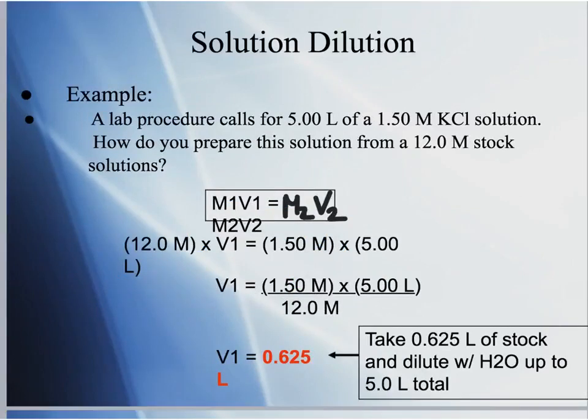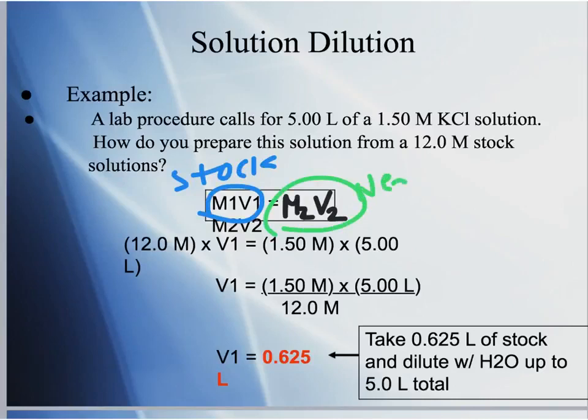It says a lab procedure calls for 5 liters of a 1.5 molarity KCl solution. How do you prepare this solution from a 12 molarity stock solution? Basically, what we need to know is how much stock solution we need in order to make 5 liters of this 1.5 molarity solution, right? So our M1, remember, is the stock side, and our 2s are the new, diluted side.